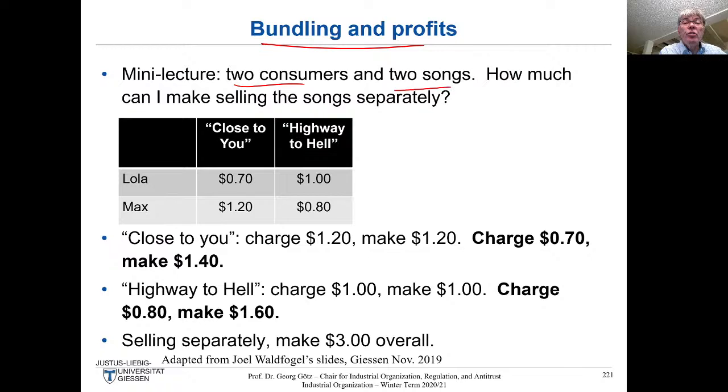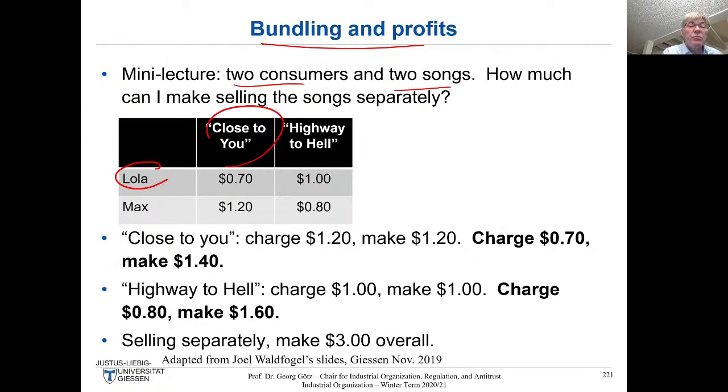Suppose you have 2 consumers and 2 songs. How much can I make by selling these songs separately? So you have a Lola, and close to you, I even have to look up, is an old-fashioned song from the Carpenters. Highway to Hell, of course, you know, is AC/DC.